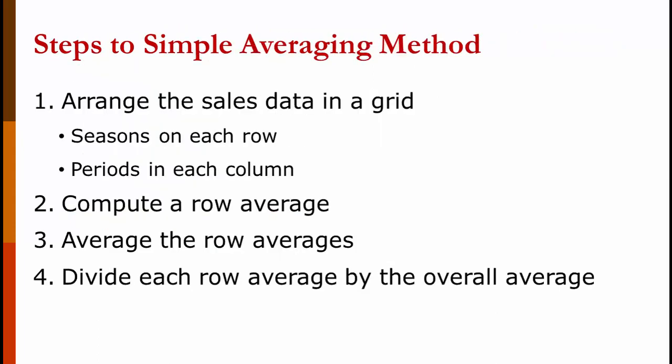The steps for computing the simple averaging method: 1 is to arrange the data in a grid. So you might have quarters in columns and years in rows, for example. Compute a row average, average the row averages, and divide each row average by the overall average. That gives you your seasonal relatives.